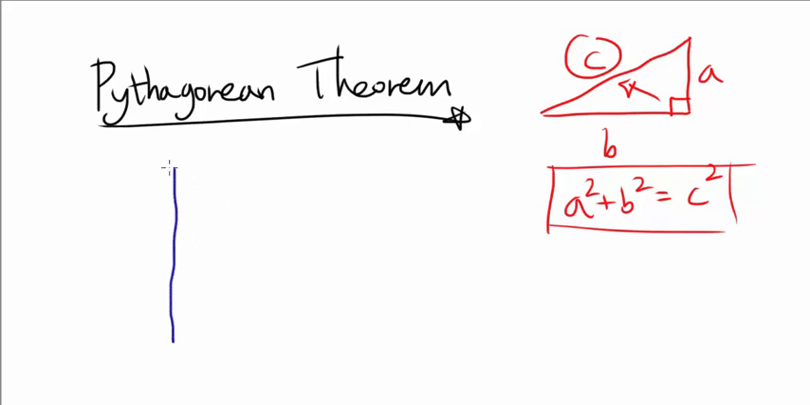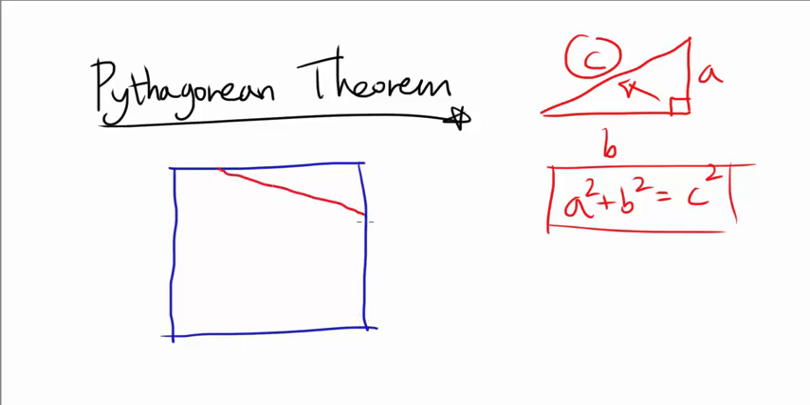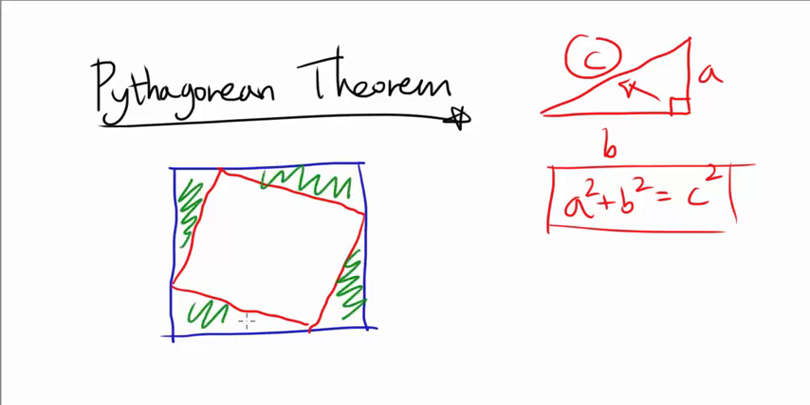Let's say you're given a square, and we're going to draw some triangles inside. Let's make this the first one, make this the second one, make this the third, make this the fourth. So what do you have? You have four congruent triangles, you have four equal triangles, and you have a square at the center.